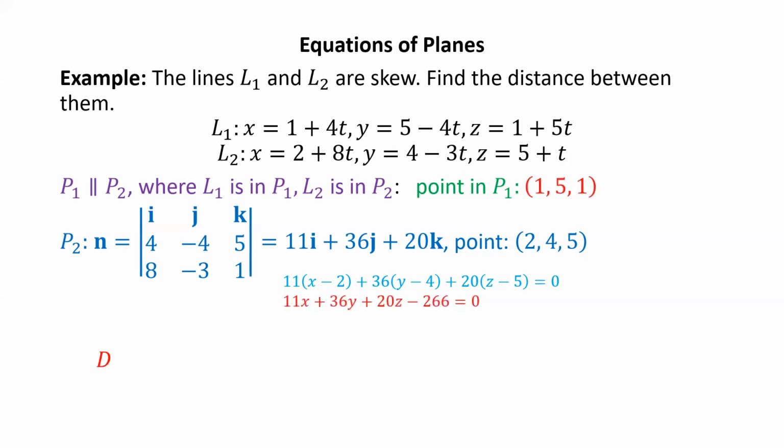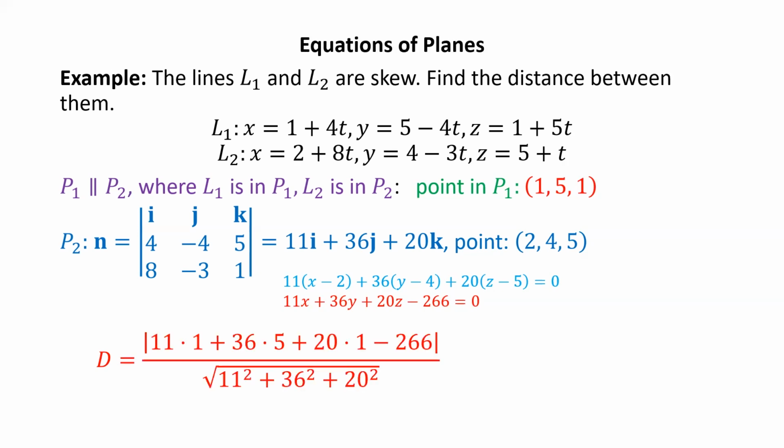Now we can find the distance by using the point (1, 5, 1) from the first plane and the equation of the second plane that we just found. And we go ahead and substitute. We get the absolute value of 11 times 1 plus 36 times 5 plus 20 times 1 minus 266, over the length of the normal vector for the plane we just found, which is the square root of 11 squared plus 36 squared plus 20 squared. And when we do all those computations, we get 55 over the square root of 1,817.